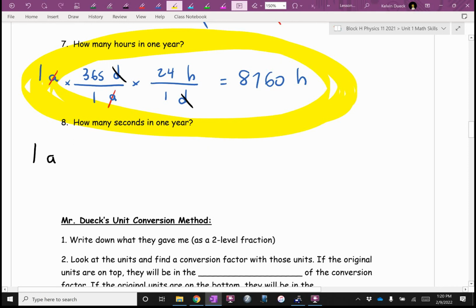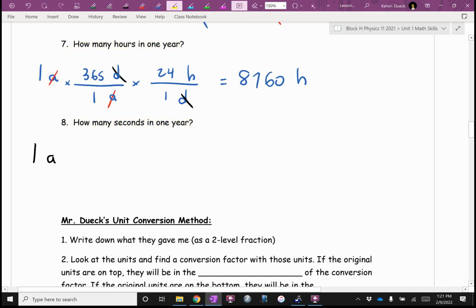Hours? Don't be scared to look at previous work and say, oh, I've got a conversion factor on my page that I didn't know that I had. I have that sitting there. Why don't I use it? So I'm going to go from years straight to hours. 8,760.